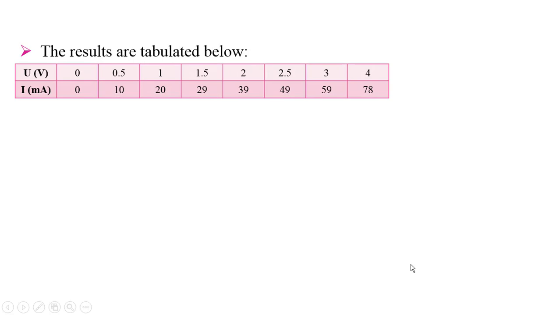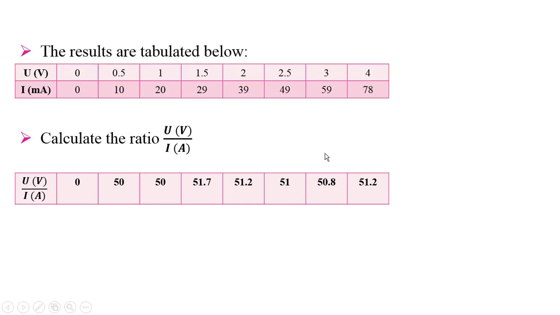The values of voltage and current obtained after performing this activity are tabulated below. When the value of voltage is 0, the current is 0. When it increases to become 0.5 volts, the current also increases to become 10 milliamperes. As the voltage increases, as you can see in the table, to reach the maximum value here, which is 4 volts, the current also increases to reach the maximum value, which is 78 milliamperes.